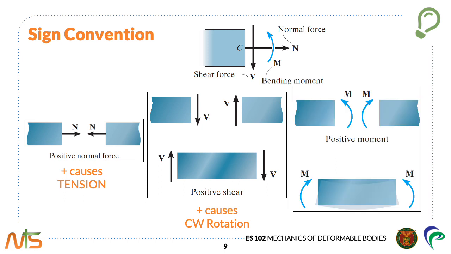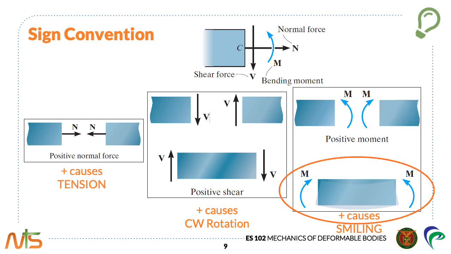A positive bending moment will tend to bend the segment on which it acts in a concave upward manner. So if you fix this side of the segment, the bending moment will tend to bend the segment in a concave upward manner. Same as if we fix this side of the segment, the bending moment will also tend to bend the segment in a concave upward manner.